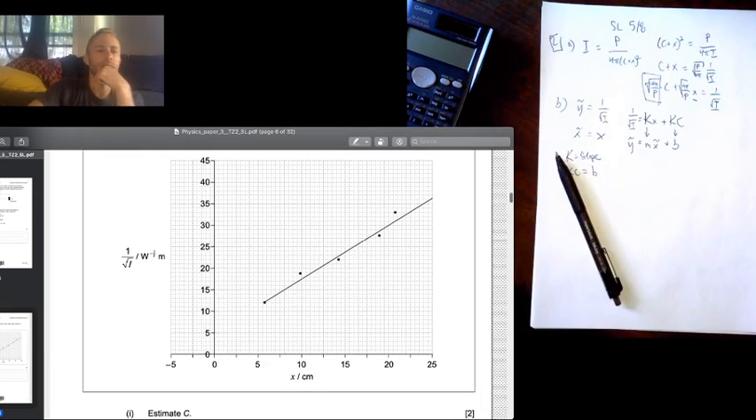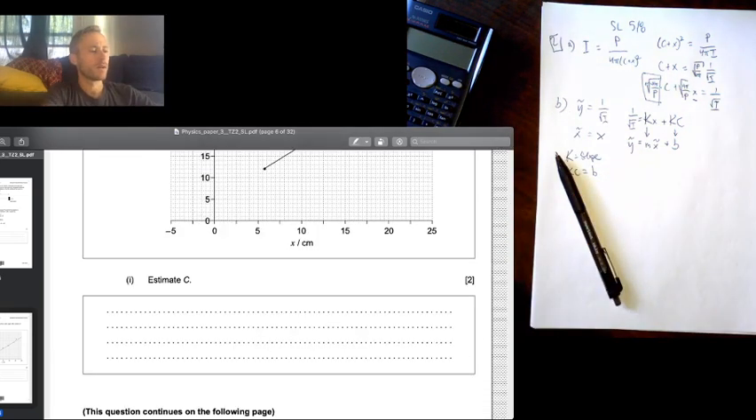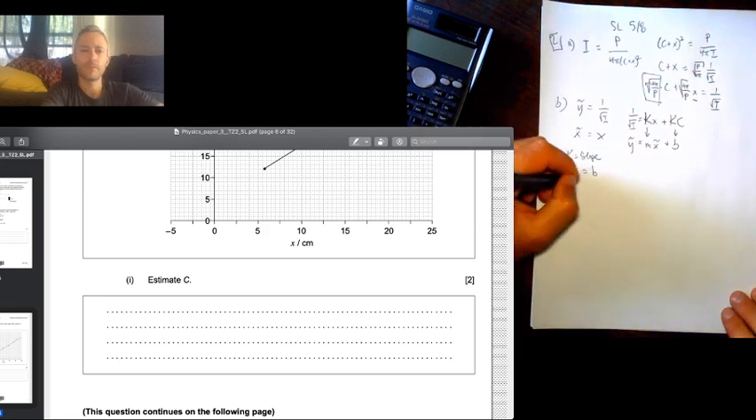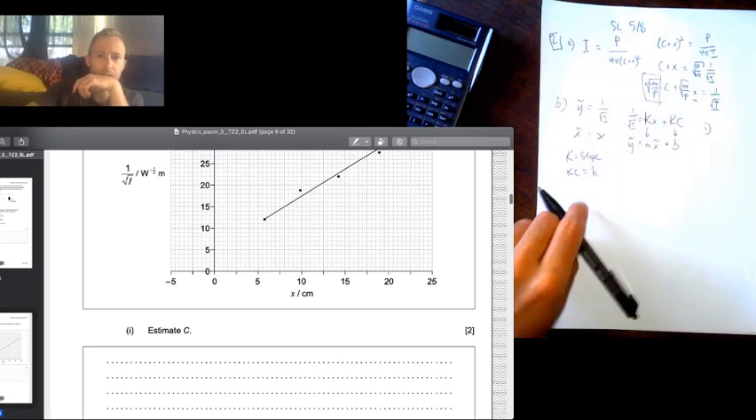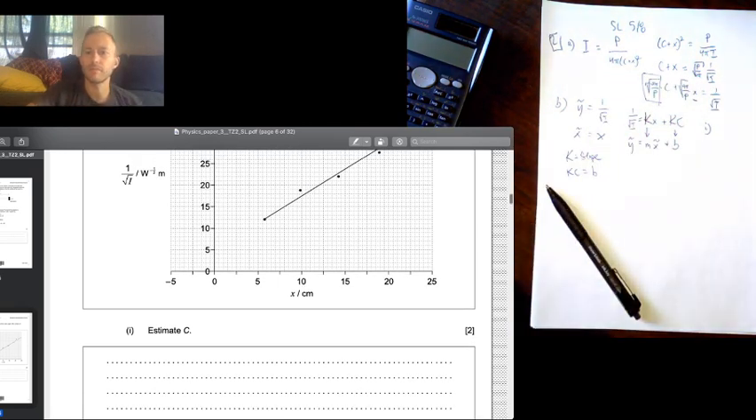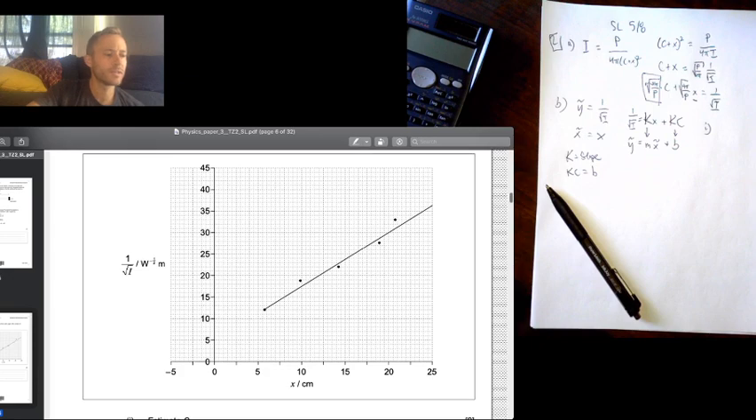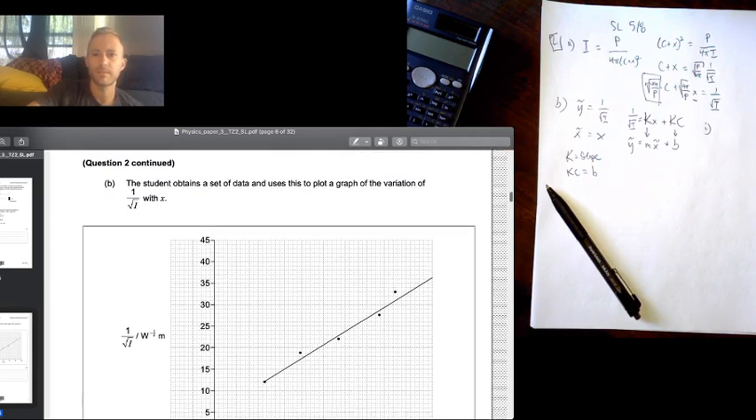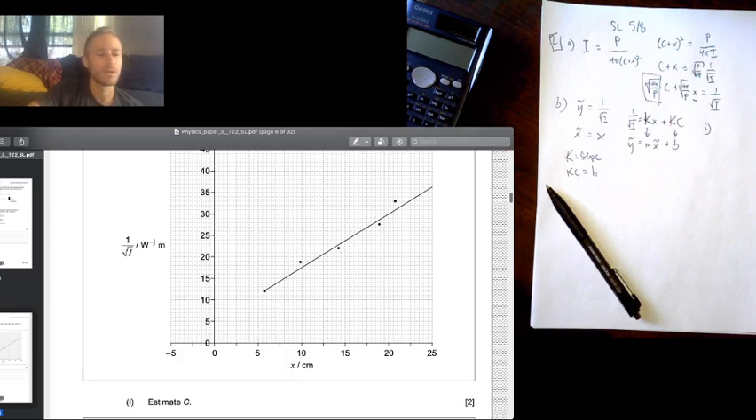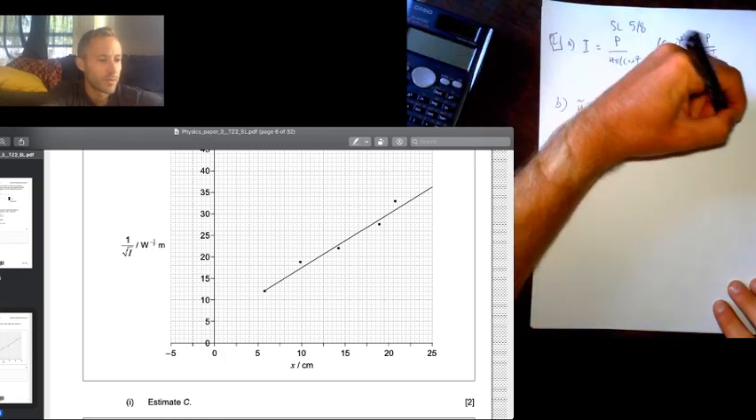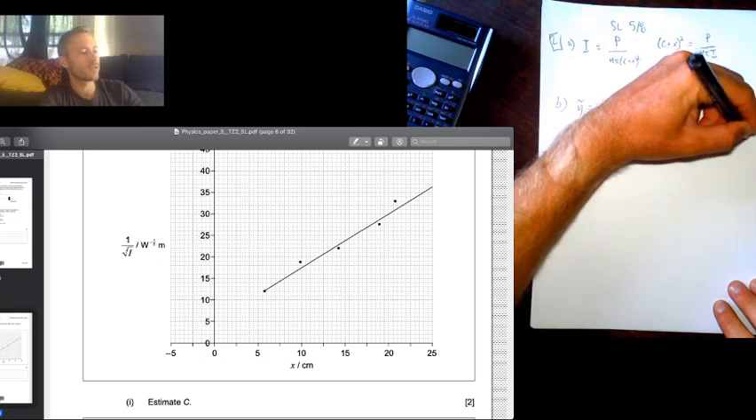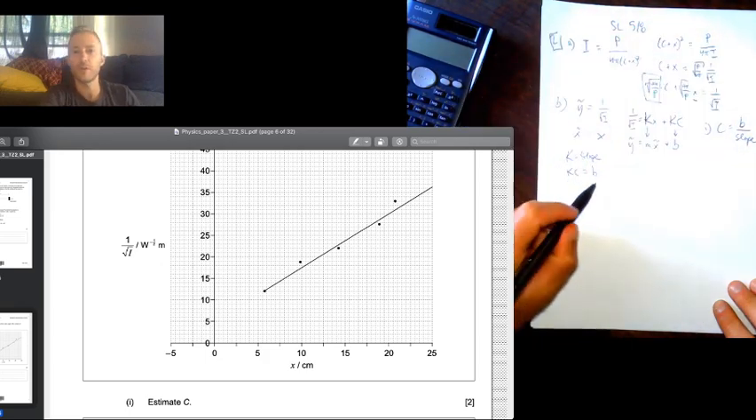So let's see. Part I says estimate what c is. Okay. So to do that, I can see that c is equal to b over slope. That just comes from dividing these two equations.